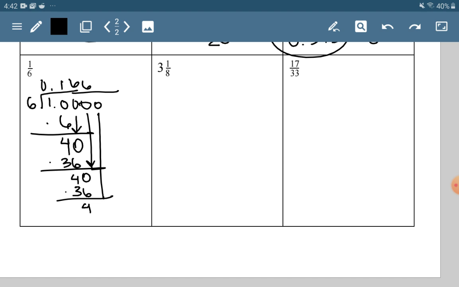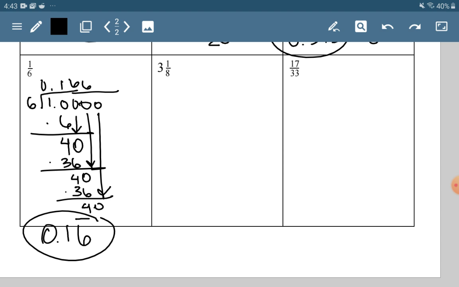And if I were to add another 0 and bring it down, I would be asking again how many times that would go into 40. At this point, I've kind of established a pattern. I know that I'm going to continuously get the same exact remainder every time. So 1/6 as a decimal is 0.16, and the only number that repeats is the 6, so the line goes over the 6 only. The line does not go over the 1. The 1 did not repeat.